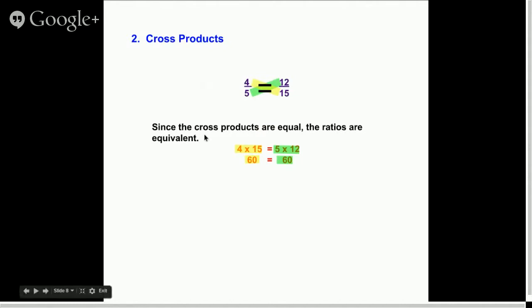You could also check their cross products. So if the cross products are equal, then the ratios are equivalent. So 4 times 15, so you go across, will give you 60. And then 5 times 12 also gives you 60. And since they're equal to each other, they are equivalent.